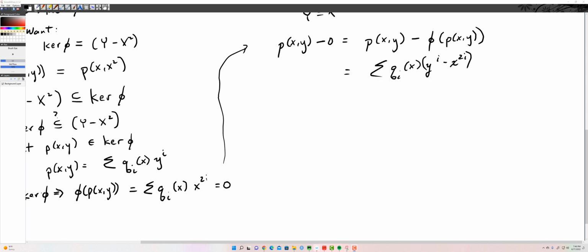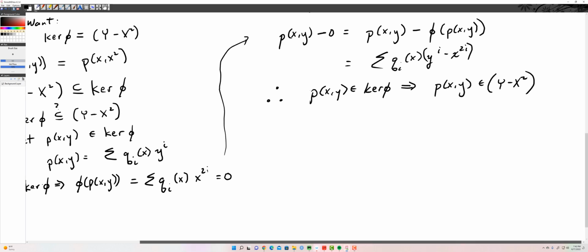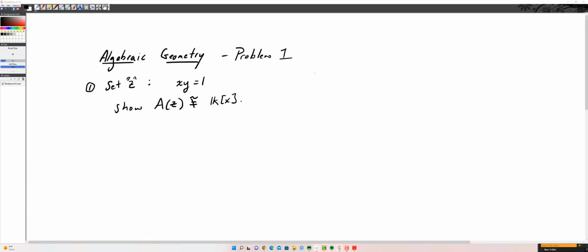Now, if we think about this for a second, this is very clearly divisible by y minus x squared. Therefore, we have that the polynomial in x and y, if it's a member of the kernel, is also a member of this ideal. So we have the other direction, and we have equality.